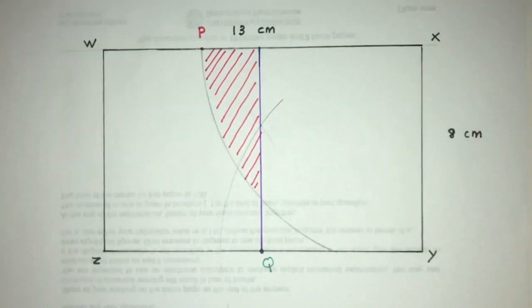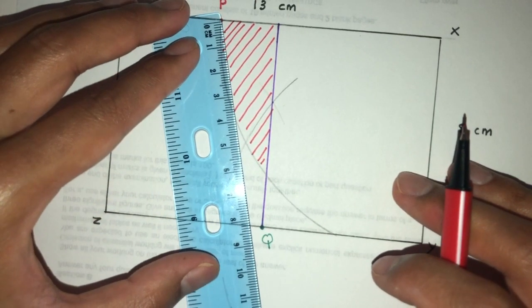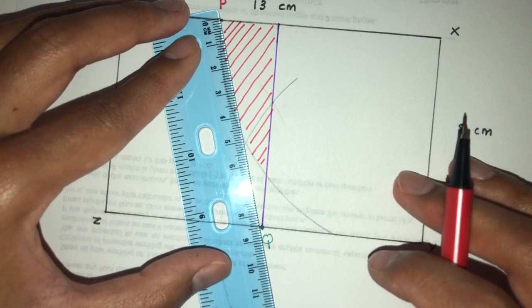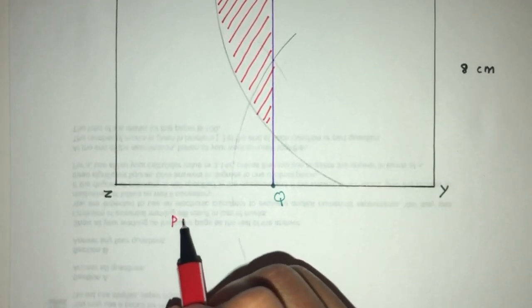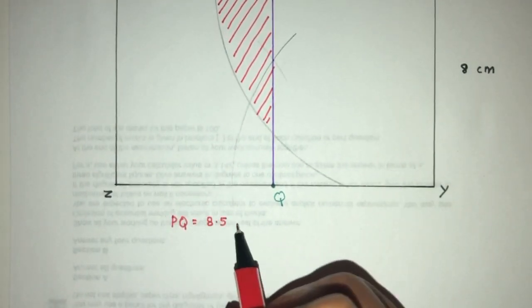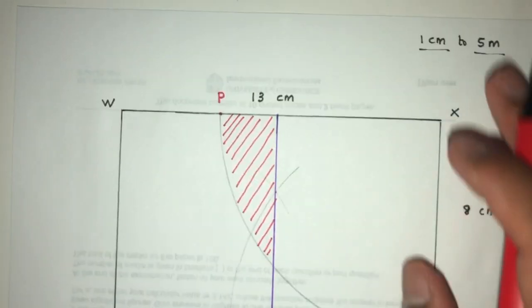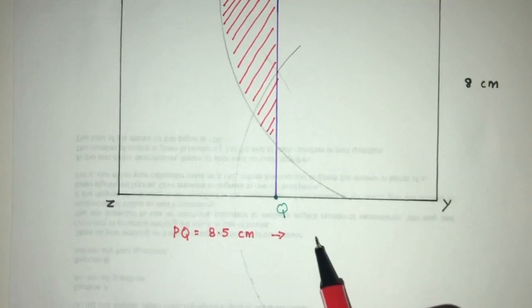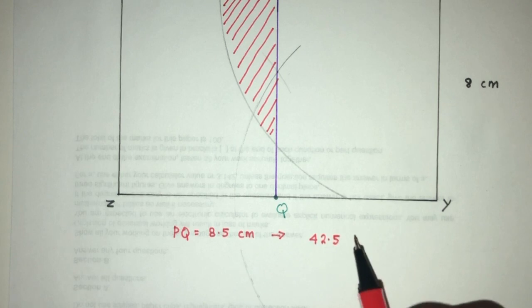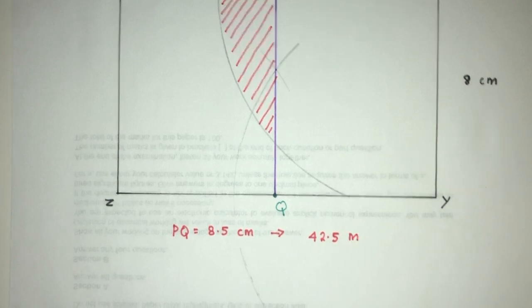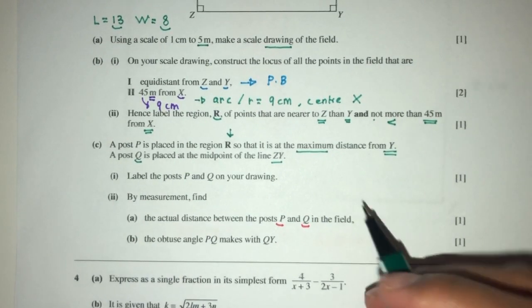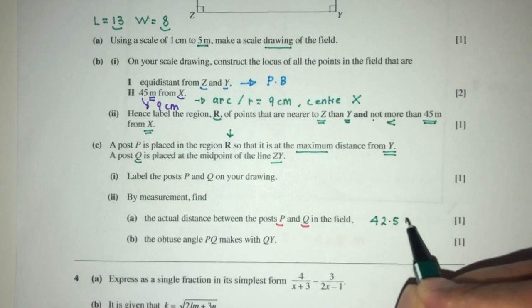So let's do that by measurement. From what I can see, there should be P here, Q here. For me it shows to be 8.5, so 8.5 centimeters. So P and Q is 8.5 centimeters, which means according to my real scale we have to multiply by 5. That will be 42.5, and this shows to be meters in the actual field. Again, this is according to my drawing. Your scale may be a bit different, but it should be about the same numbers. Okay. Now this is part 1 here, which is 42.5 meters in the actual field.